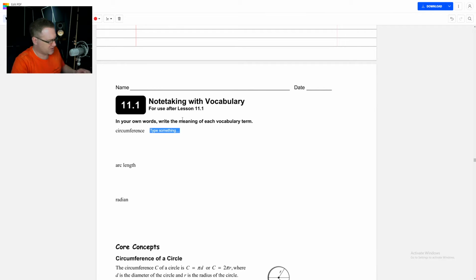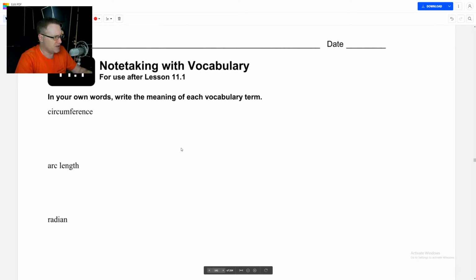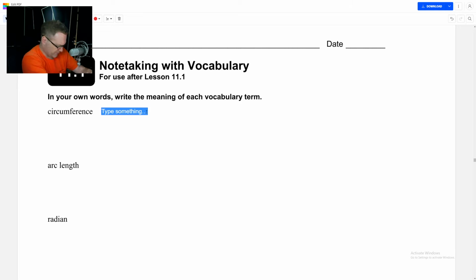What is circumference? Let me zoom in here. It's a very easy definition. Circumference is just the distance around a circle.